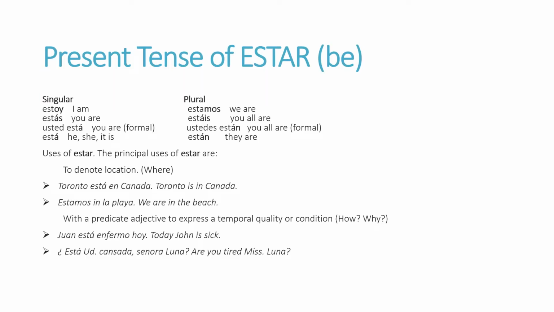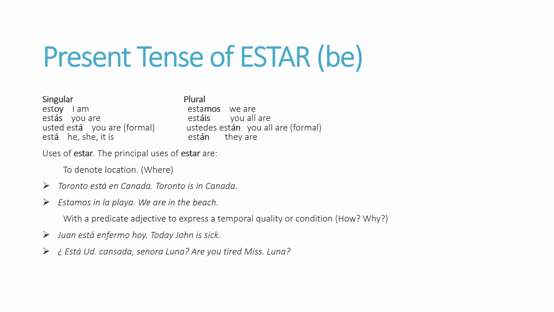Another important concept to understand in Spanish, to build your skills, is the present tense of the verb to be, in Spanish, estar. We give you the examples in singular and plural. I am, estoy. You are, estás. You are, formal, usted está. He, she, it is, está. Plural: we are, estamos. You all are, estáis. You all are, the formal way, ustedes están. They are, están.